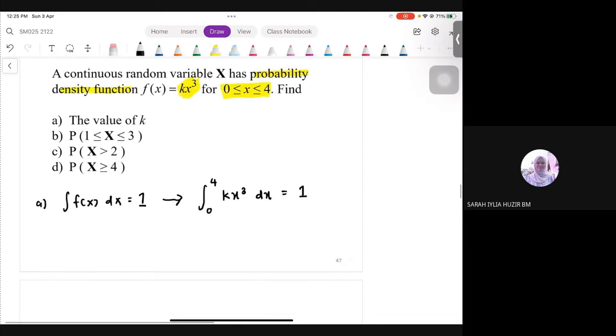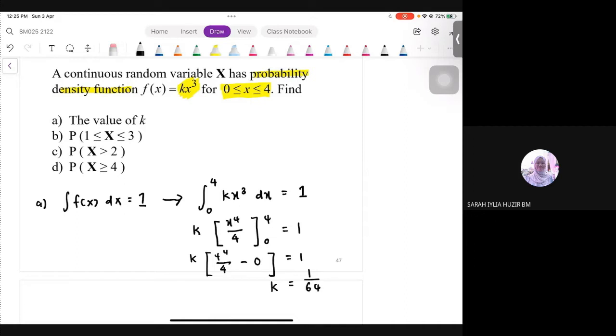Okay. Now simplify this up. k can be factorized outside. Integrate x cubed. You get x to the power of 4 over 4, from 0 up to 4. Okay. And then straight away substitute the limit. So we have 4 to the power of 4 over 4 minus 0. So finally k is actually 1 over 64. Okay, so we already find value for k.